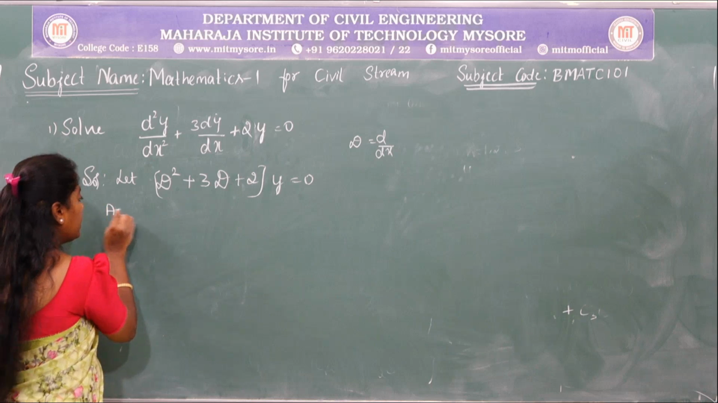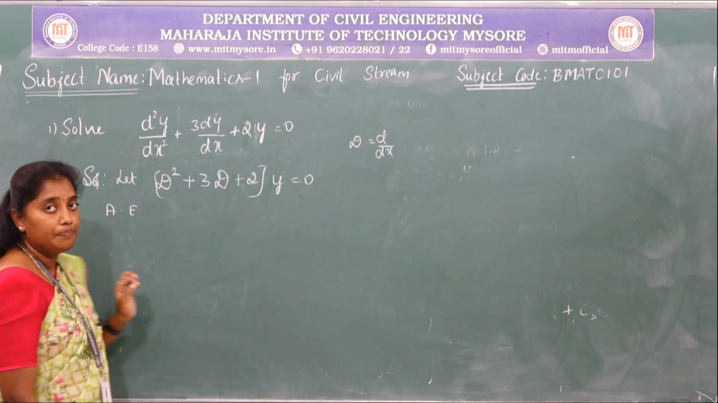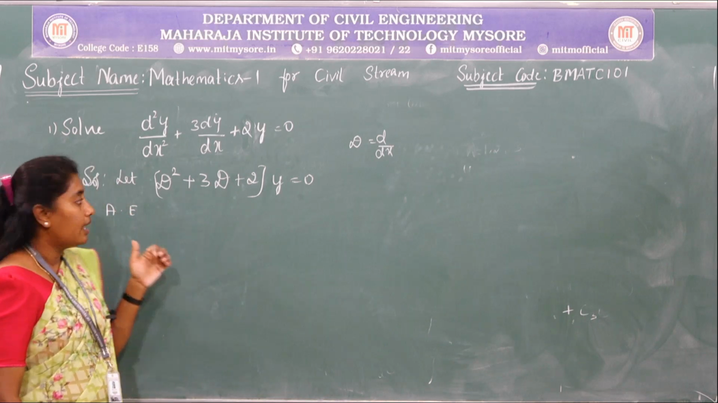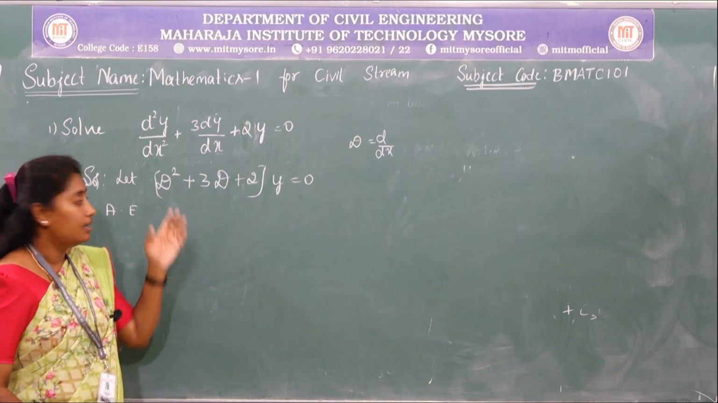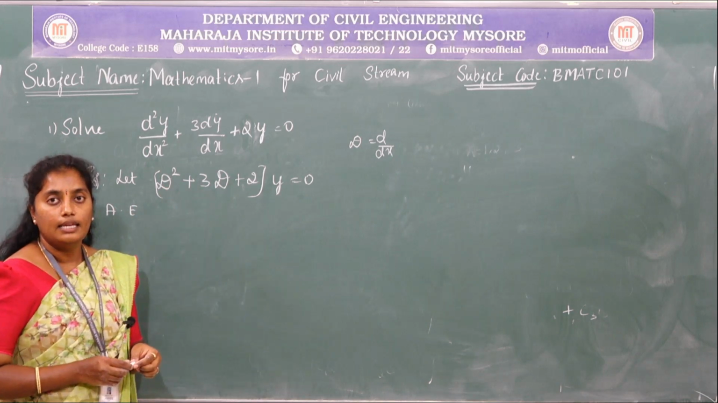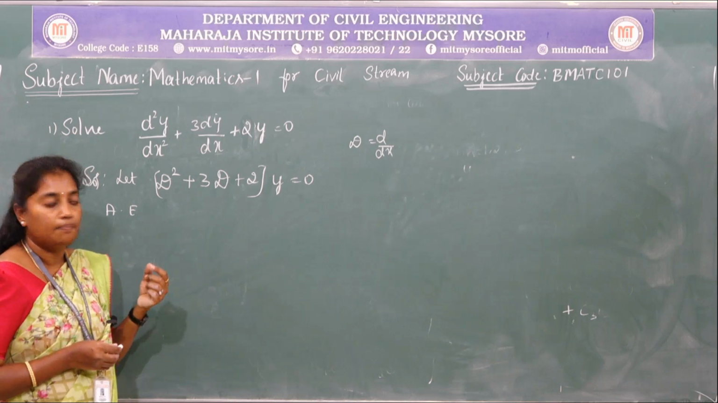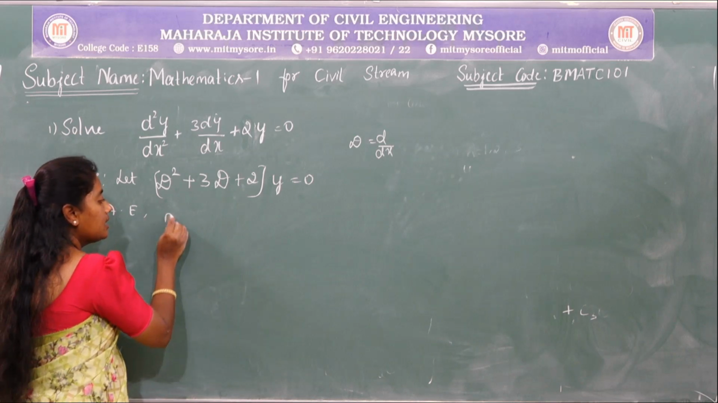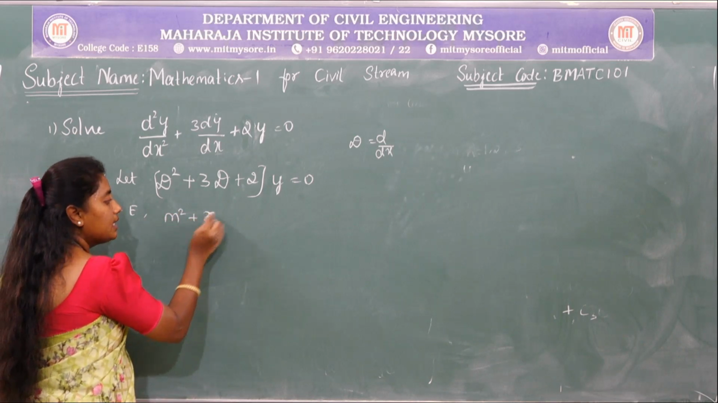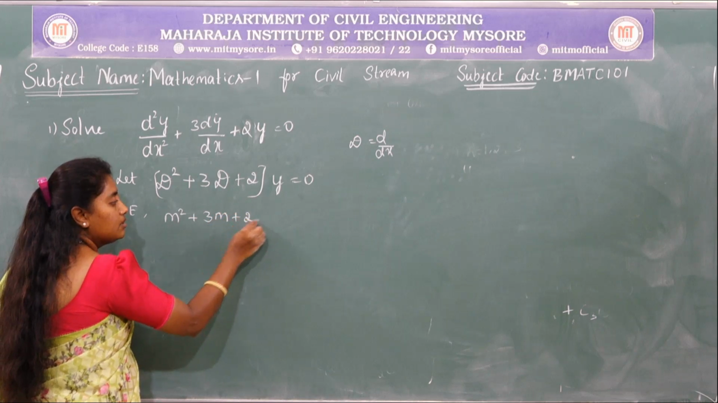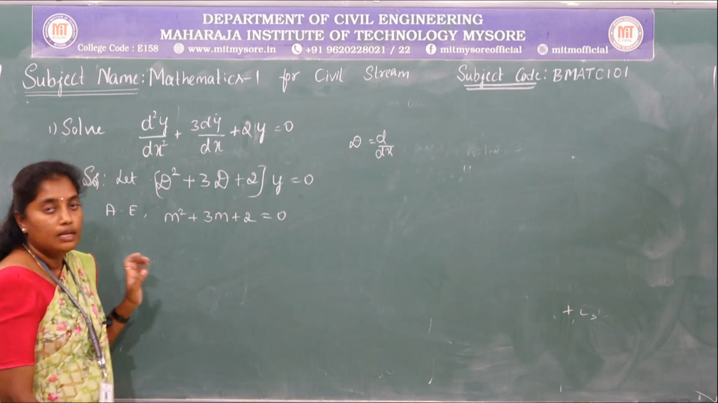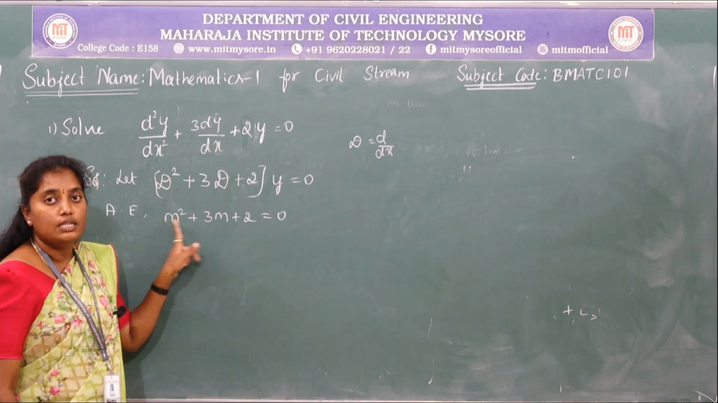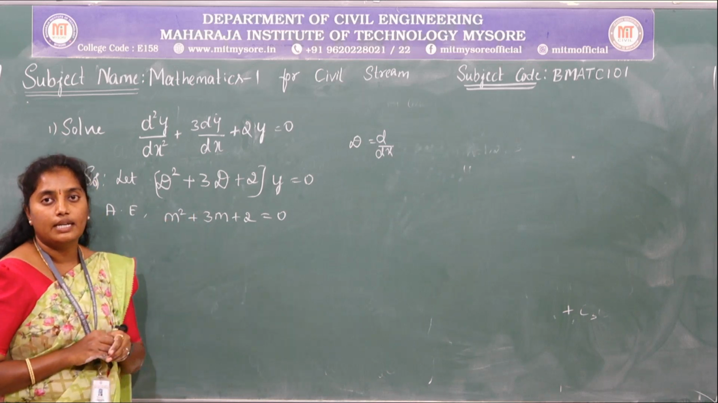Next, we have to write the auxiliary equation of the same. Auxiliary equation means we have to replace the differential operator D by m. Then the auxiliary equation is m square plus 3m plus 2 equal to 0. Here the degree of the equation is 2. That means it is a quadratic equation.